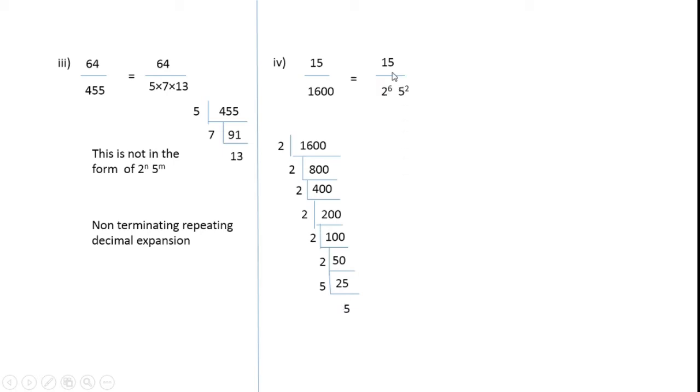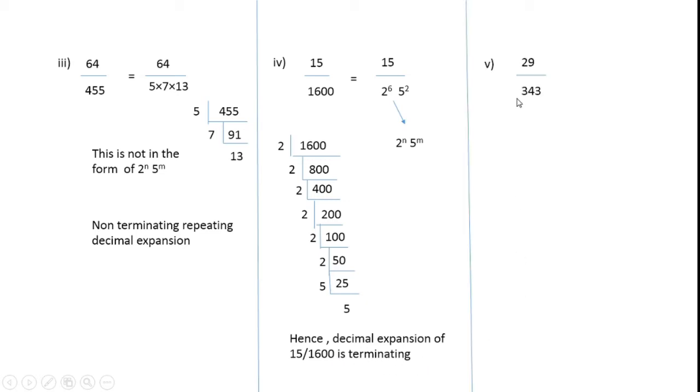Now we can write it as 15 by 2 to the power 6, 5 to the power 2. See here, how many times 2 came? 1, 2, 3, 4, 5, 6. So 2 to the power 6, and 5 to the power 2. See here, 1, 2. So this is of the form 2 to the power n, 5 to the power m. Hence we can say that the decimal expansion of 15 by 1600 is terminating.